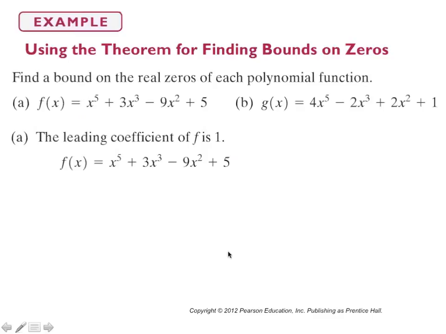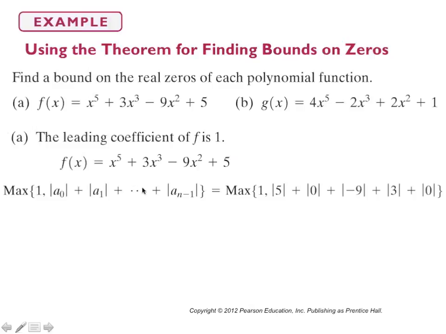So let's look at an example here. Let's say we have f of x equals x to the fifth plus 3x cubed minus 9x squared plus 5. So the leading coefficient is 1. We need to look at the maximum of 1, which is always going to be a 1, and then all of your coefficients added up, but the absolute values. So you have absolute value of 5 plus absolute value of 0. The reason that there's a 0 is because there's no x, so it would just be plus 0x. And then the absolute value of negative 9, absolute value of 3, and again, absolute value of 0. And you ignore this first coefficient.